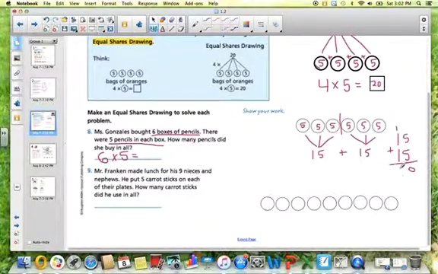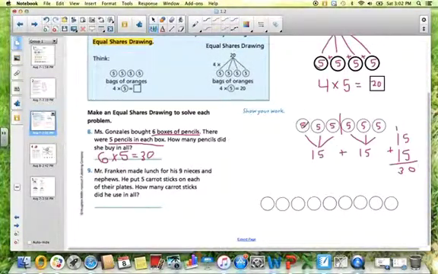And 1, 2, 3. So we had 30 pencils. Yay. Okay, so let's move on to number 9. And just like this drawing, well, let's go back to number 8. Just like this drawing, we could have solved it the other way.